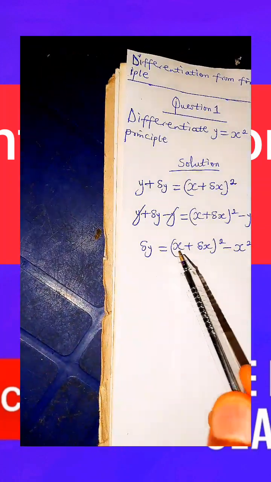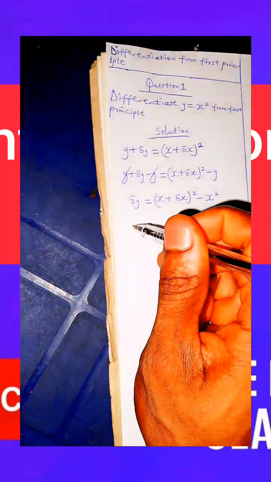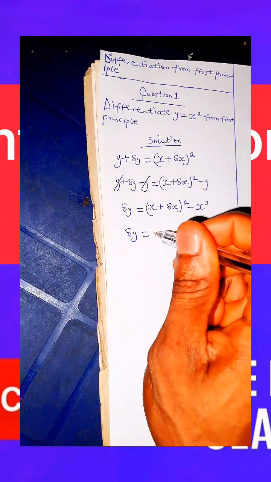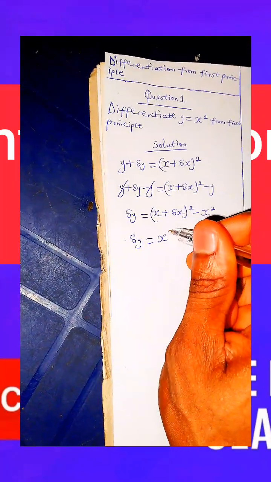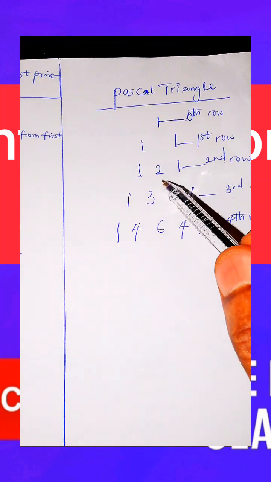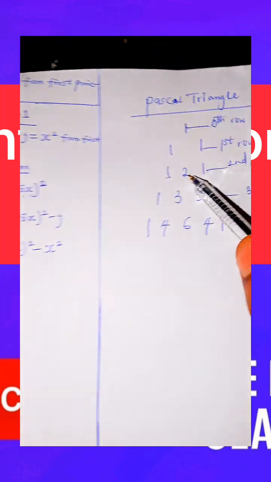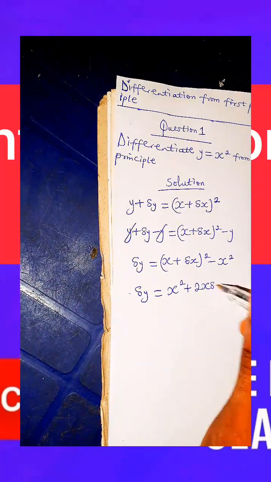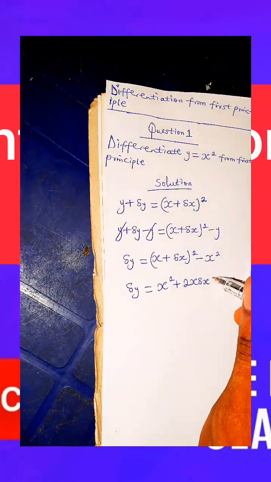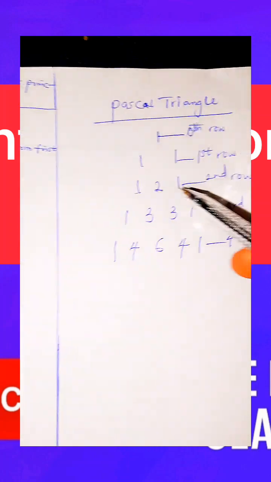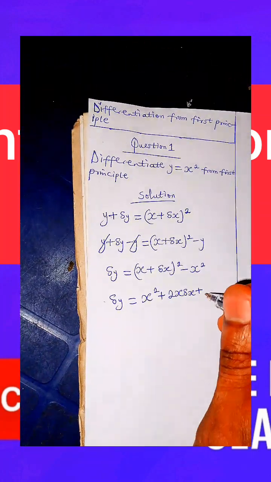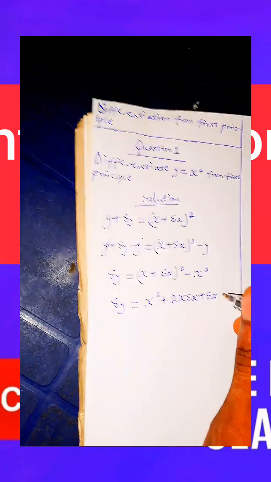1 times x is x. So here we are going to have delta y equal to 1 times x, which is x, raised to the power of 2, plus. Now we use these two to multiply everything in the bracket. 2 times x times delta x is 2x delta x, plus the remaining one to multiply the last variable. 1 times delta x is delta x raised to the power of 2.